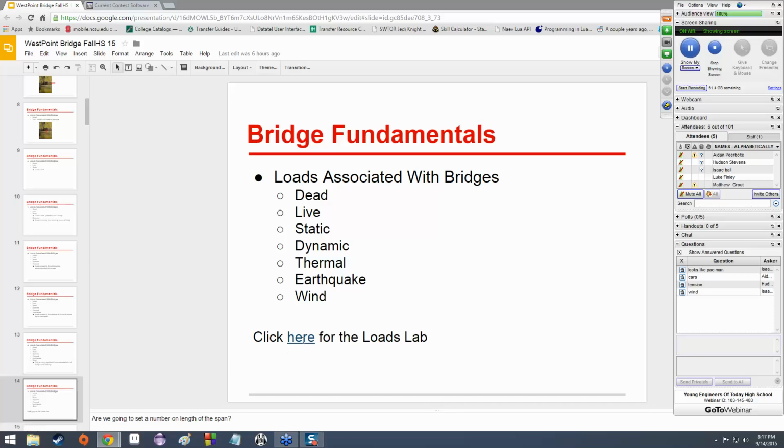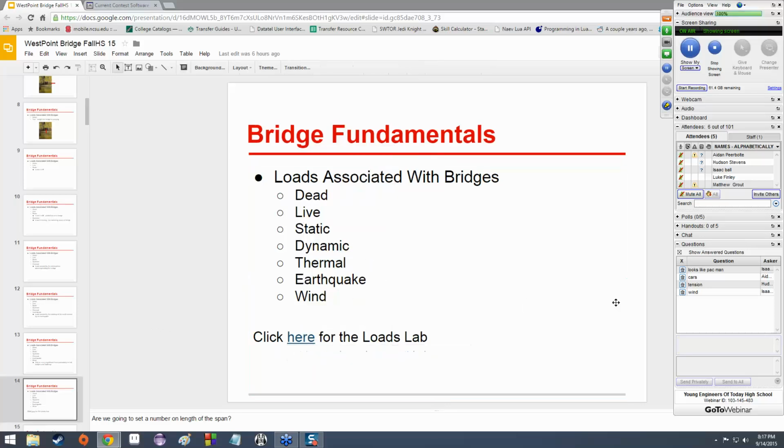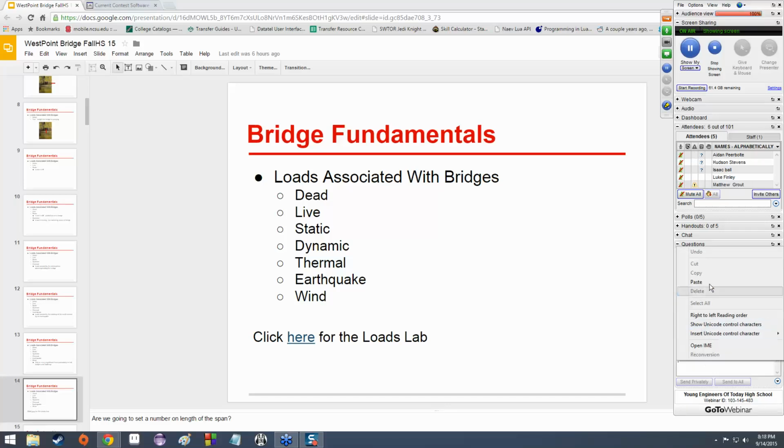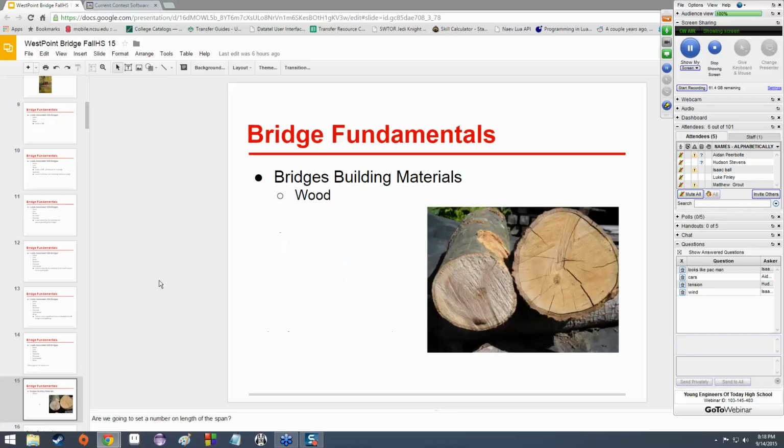And similarly to the forces lab, there is a loads lab. I'll send that out. Same idea, not particularly high-tech, but it is a good way to take a look at these things from a visual standpoint. Putting little cartoon elephants on a bridge and stuff.